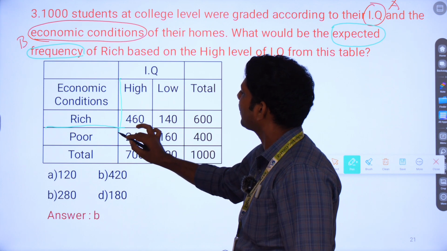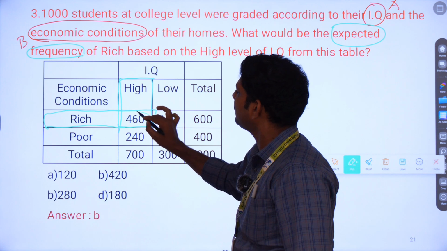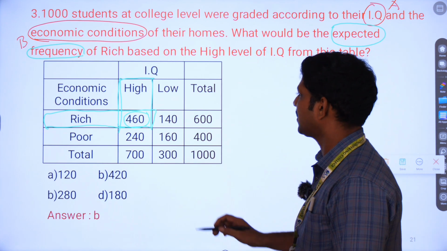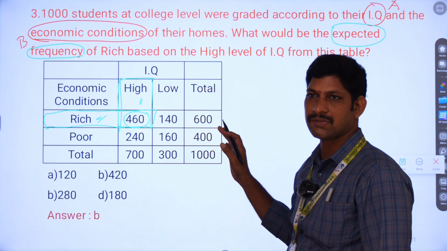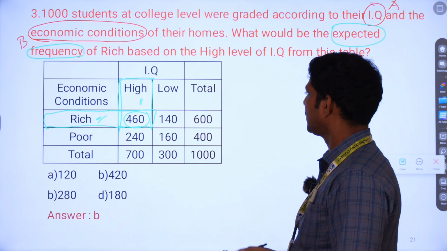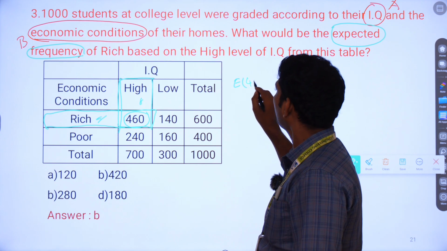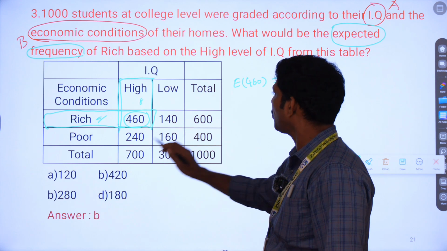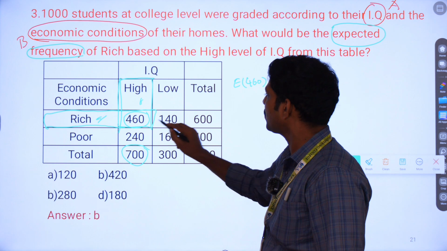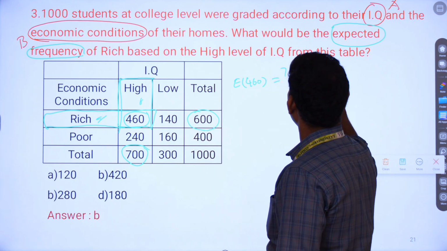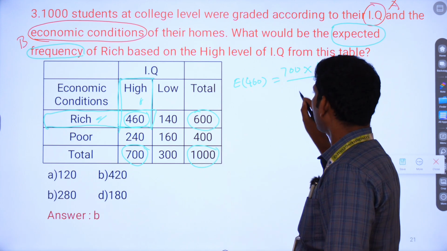Rich is this row, and high IQ level is this column. Matching them, the value is 460, which is rich and high level in this table. They are not asking for the chi-square, only for the expected frequency. So we need to find the expected value for the 460. By the formula, the expected value is the column total 700 into the row total 600, divided by capital N, the total frequency 1000.